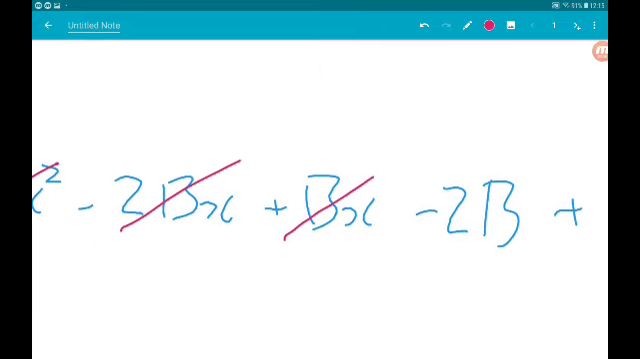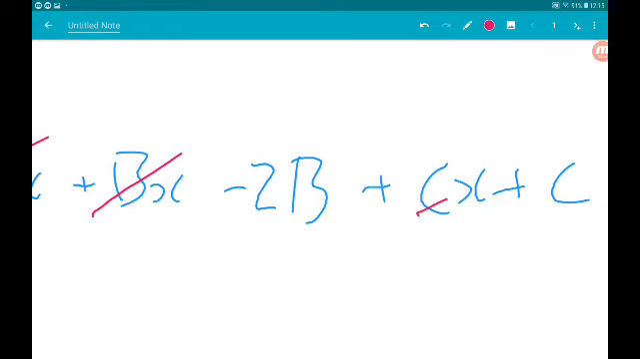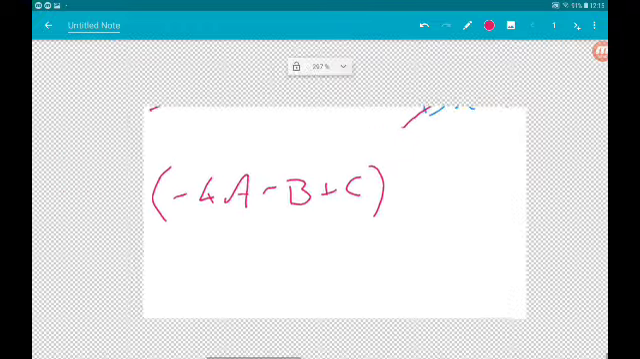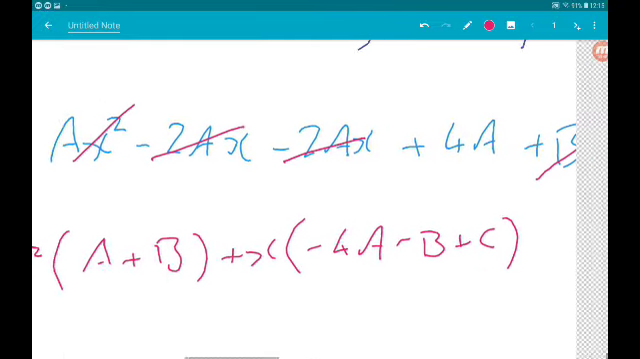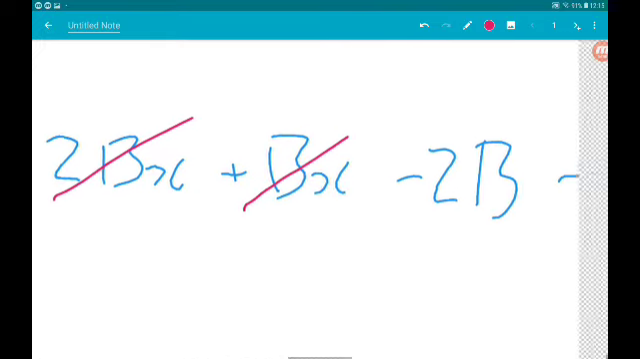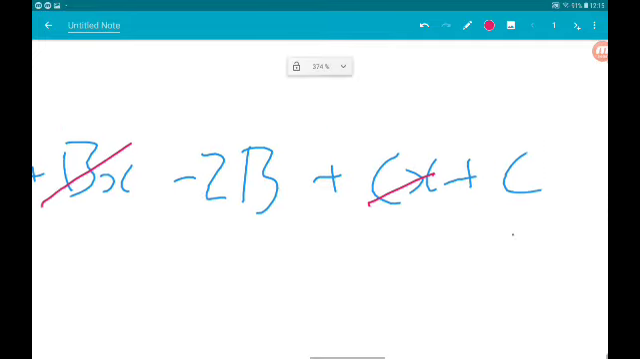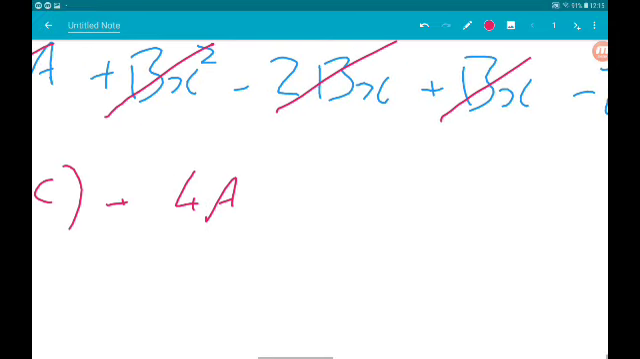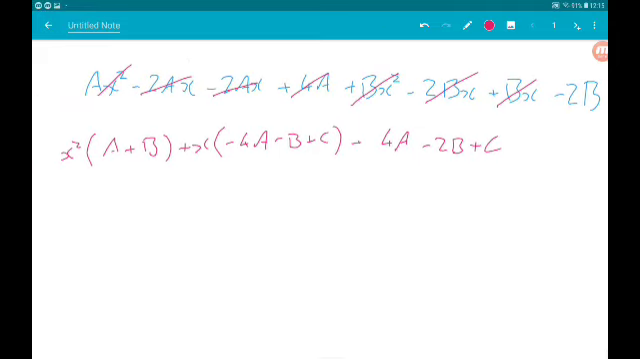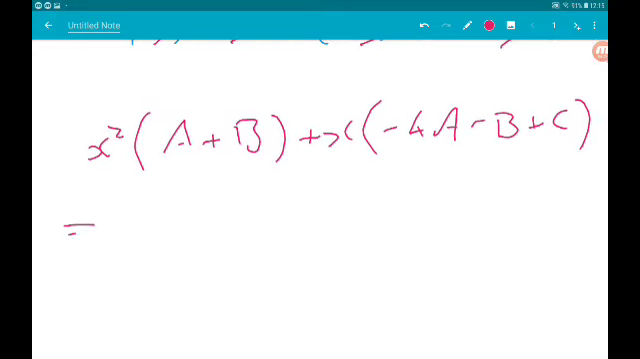And then we get a Cx, so we got plus C, and then in terms of the constants, we've got 4A minus 2B and C. Okay, so we know then that this stuff in red is identical to x squared minus 8x plus 9.